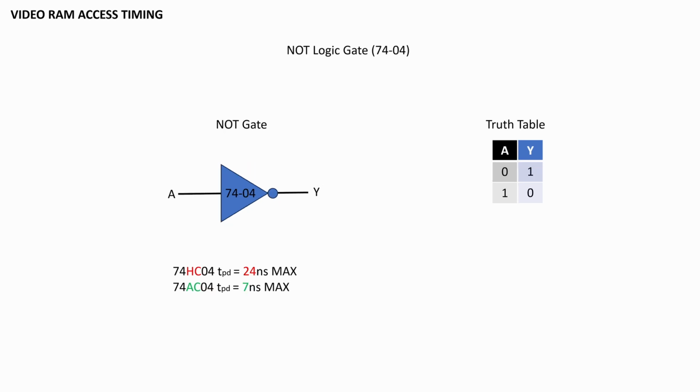Finally, we have the inverter. It's the simplest of the logic gates. Very simple truth table. Y is the opposite of A. So A being the input and Y being the output. If A is low, Y is high. And if A is high, Y is low. Not really much more to say about that. Because it's a simple gate, it's actually the fastest of all the gates. 24 nanoseconds for the HC part and 7 nanoseconds for the AC part.